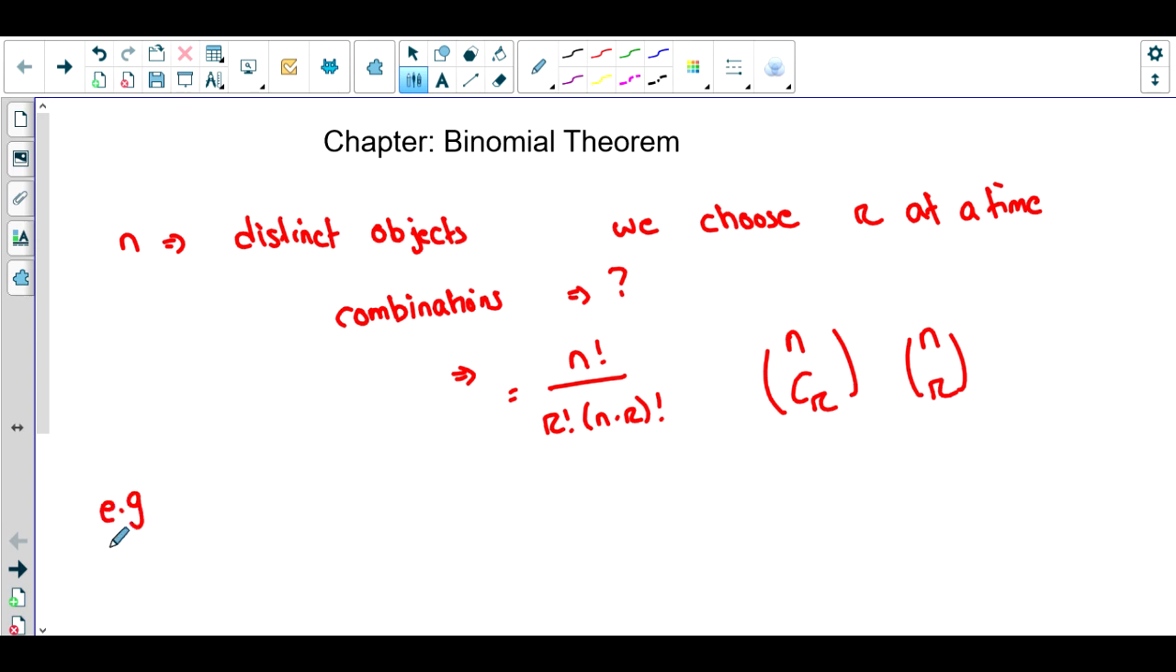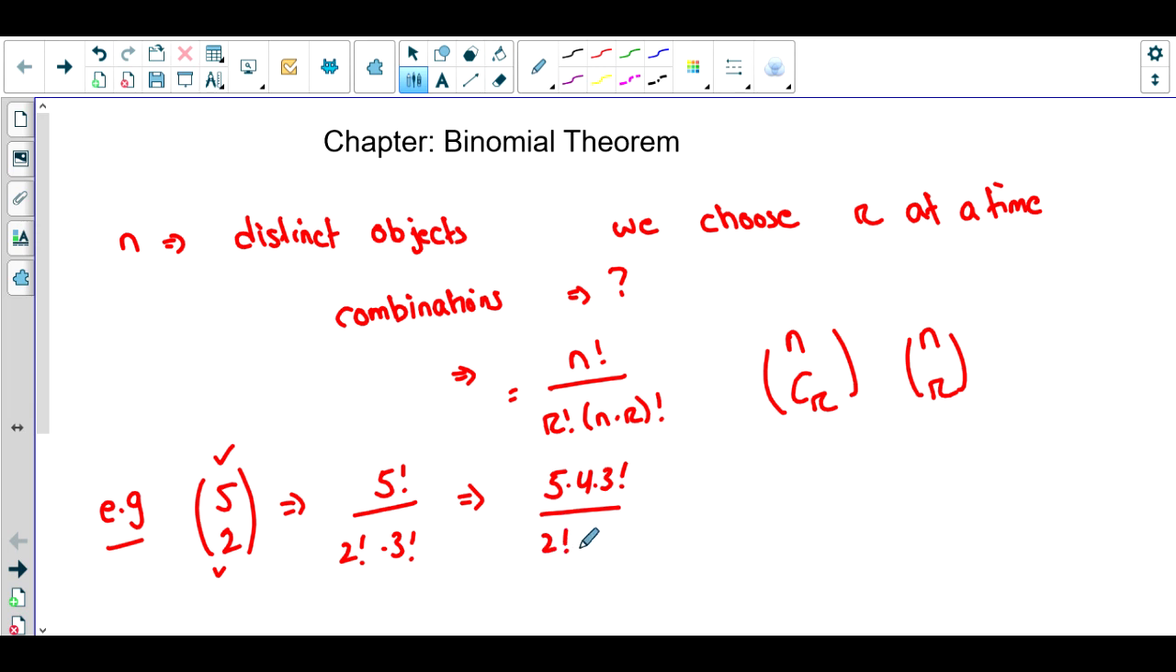Example, how to solve this? 5C2. N is what? N is 5 and R is what? 2. So we have here 5 factorial over 2 factorial into 3 factorial. We have done a video on factorial. You can check that, which is the first part of this chapter. So we can write it as 5 into 4 into 3 factorial over 2 factorial into 3 factorial. It cancels and you will get 10. You can directly solve it on a calculator also.